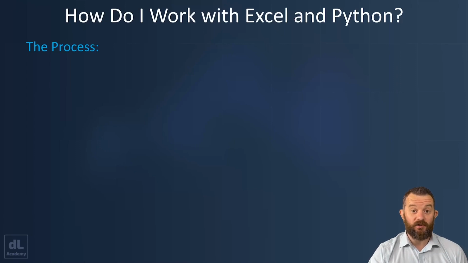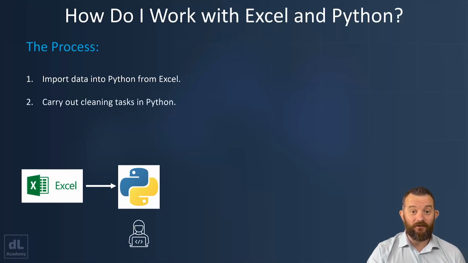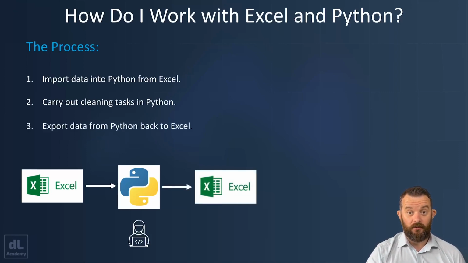So the process is quite simply a three-step process. The first step is to import the data from Excel into Python. The second step is to carry out the cleaning activities we need to do in Python. Now, these will be implemented with code and scripts that we write and can reuse in Python. And then finally, the third step is to export the data back to Excel. So this is a very simple three-step process, but there are a few things in here that we need to be aware of as best practice.